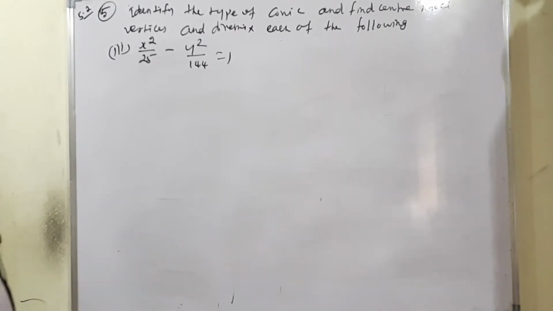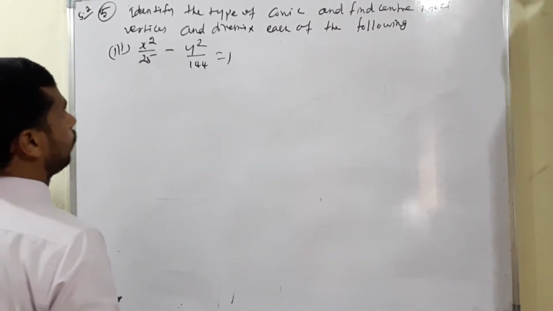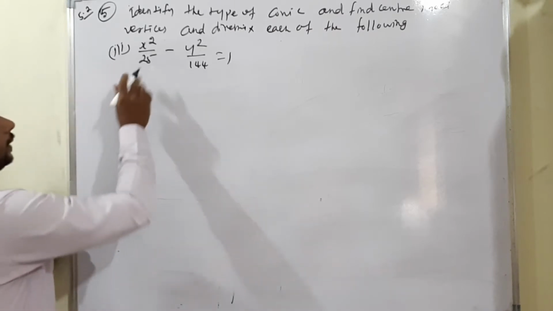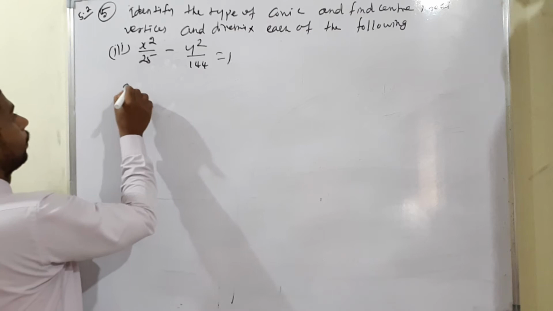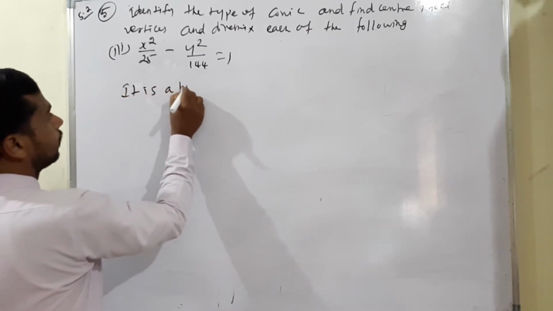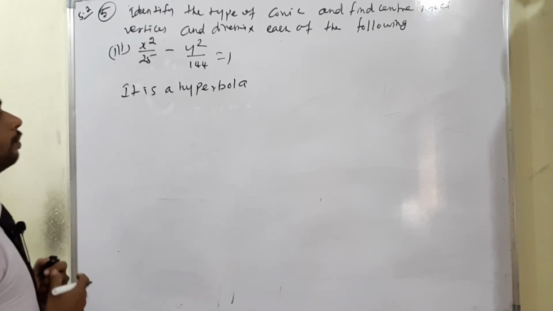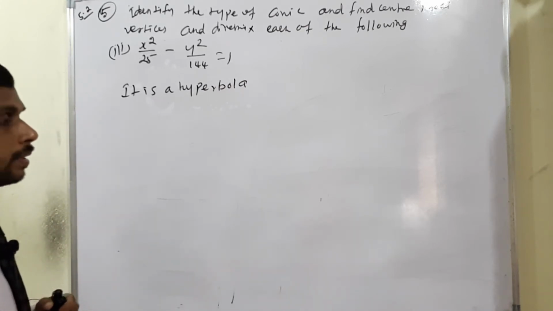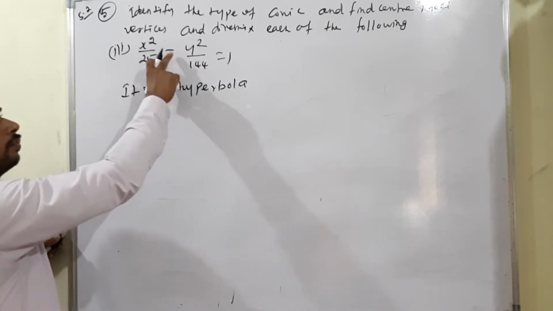Moving to subdivision three, look at there. x square by 25 minus y square by 144 is equal to 1. This is simply, we can say, because of the minus sign, so we can say it is a hyperbola. For a hyperbola, the transverse axis is along the variable with the opposite sign of the negative term.